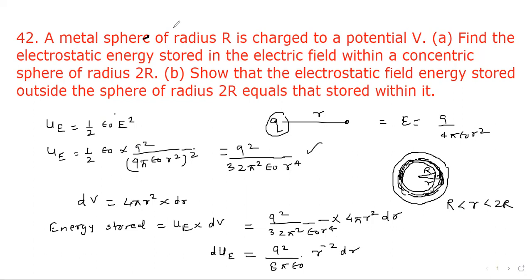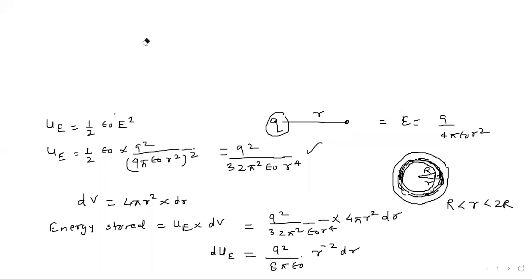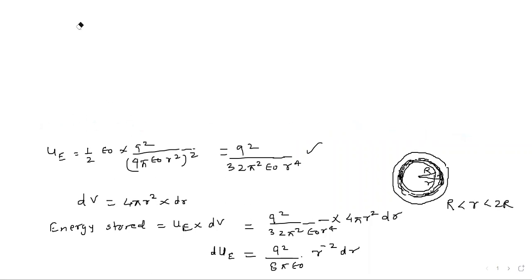Now our purpose is to find energy stored outside the sphere of radius 2r. So we can integrate it from 2r to infinity. So energy stored, suppose this is UE dash total. That will be integration of this. So integration Q square upon 8 pi epsilon naught r power minus 2 dr within limits 2r to infinity.